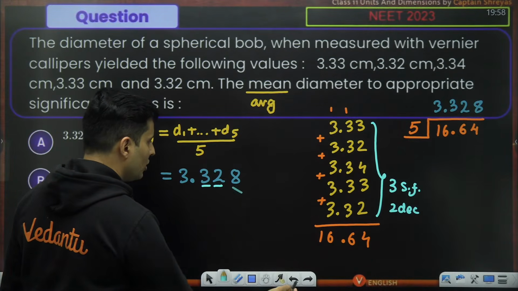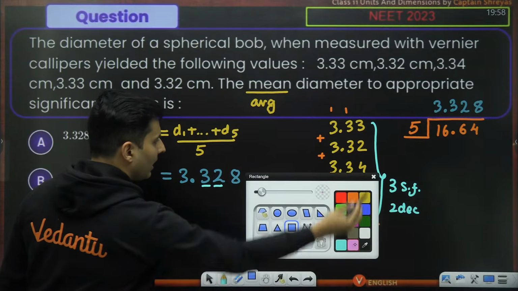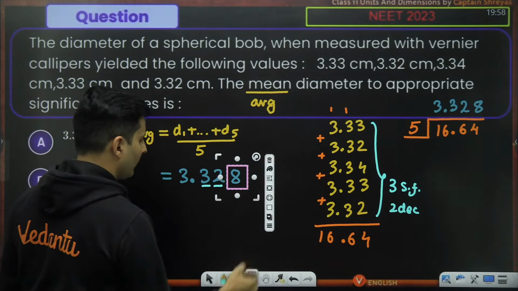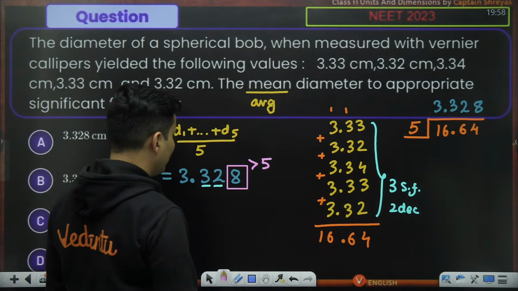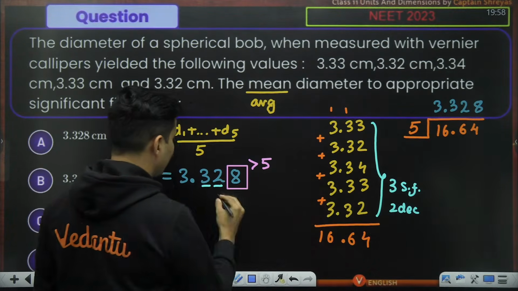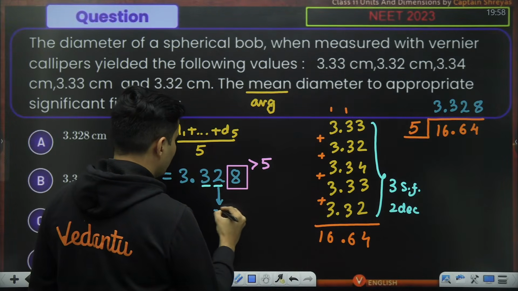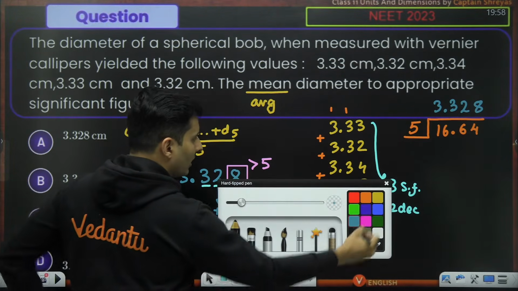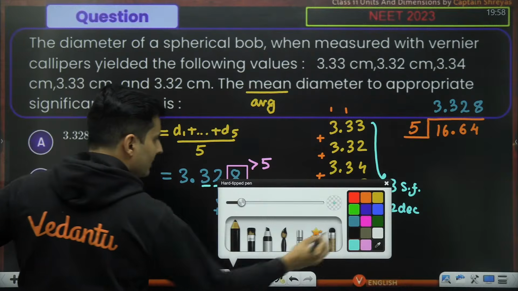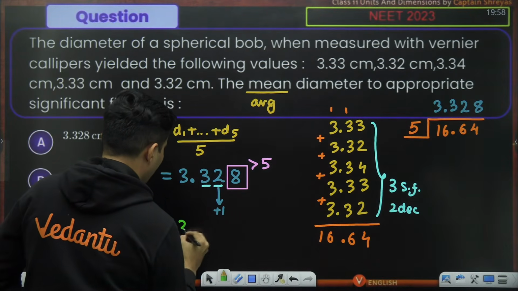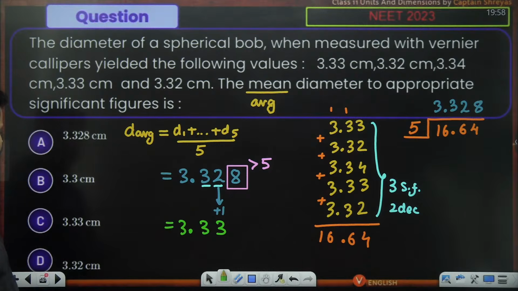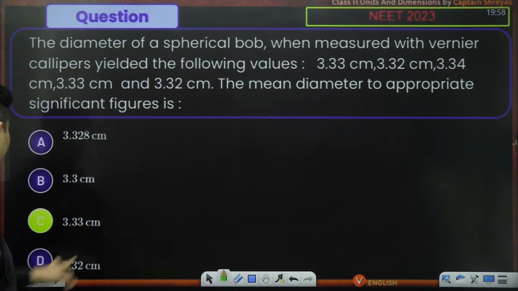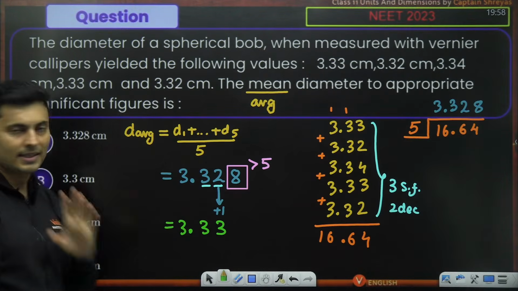This number 8 should not be there. Compare this number 8 with the number 5. It is more than 5. So the previous digit has to be increased by 1. So what will it become, guys? The final answer will become 3.33. Hence, the answer will be 3.33, which is option number C, guys. Which is option number C.